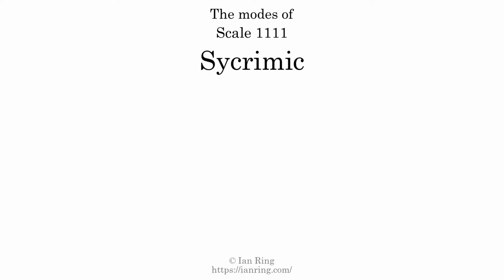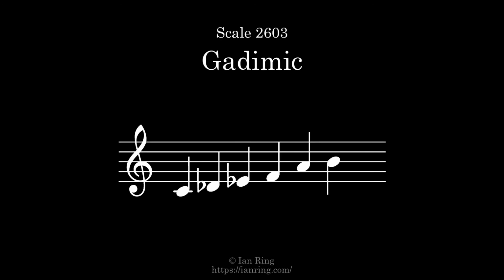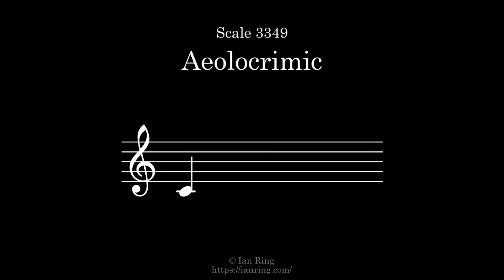This scale has 6 modes. The first mode is itself. The second mode is scale 2603, also known as Sycrimic. It sounds like this. The third mode is scale 3349, also known as Sycrimic. It sounds like this.